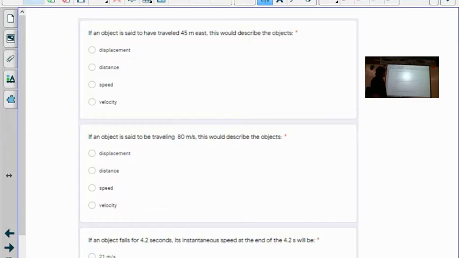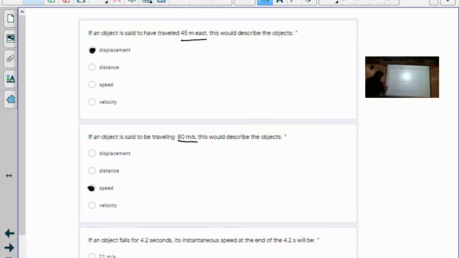If an object is said to have traveled 45 meters east, that is a vector. I have direction and magnitude, so that is my displacement. It is said to be traveling at 80 meters per second. That is a scalar. That is speed.